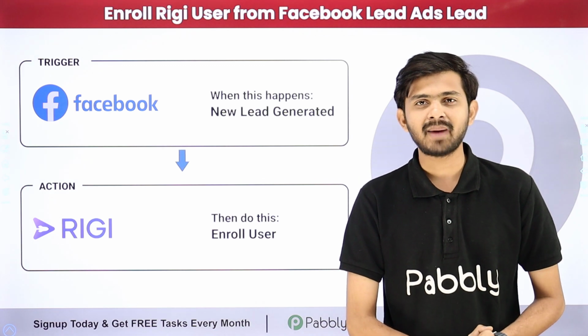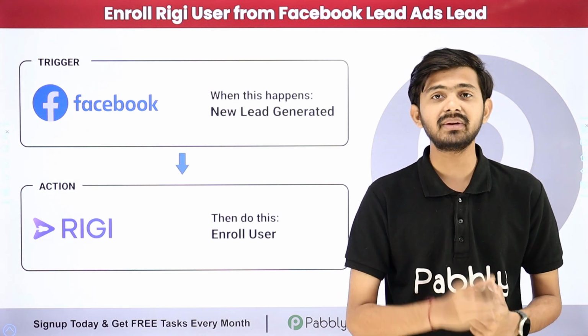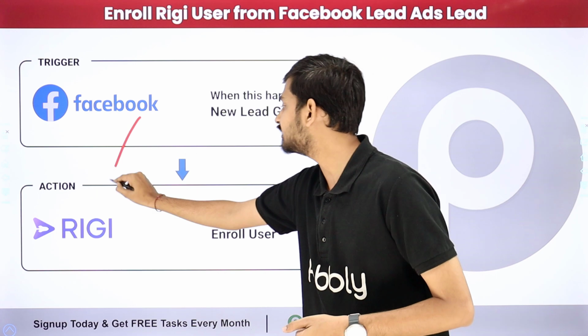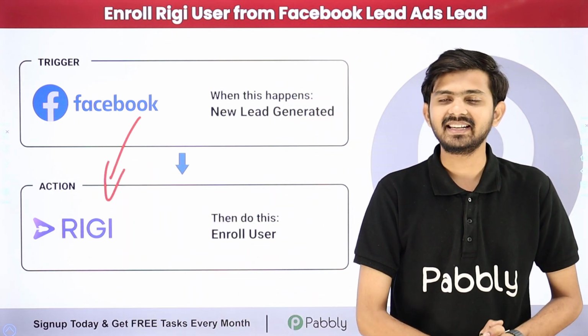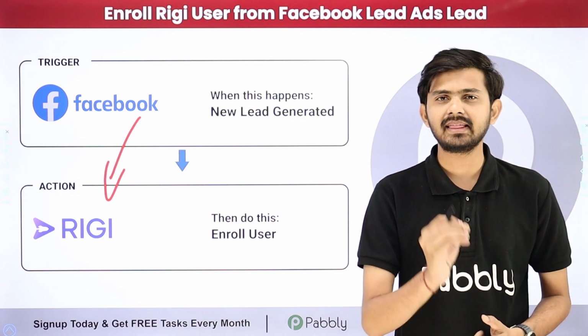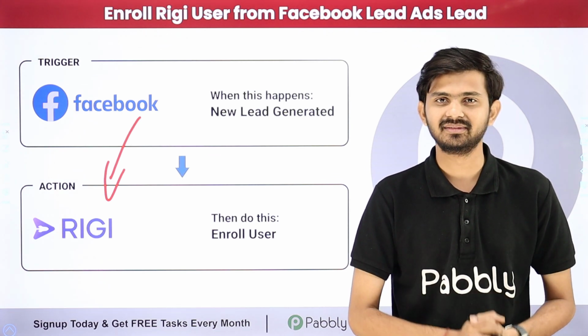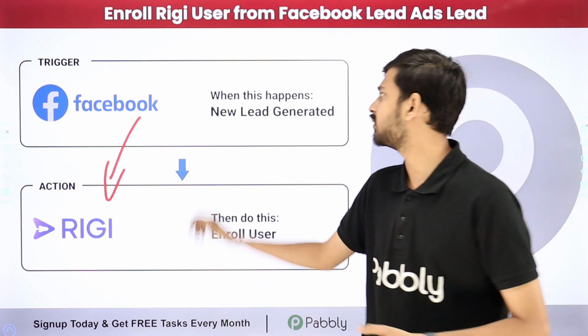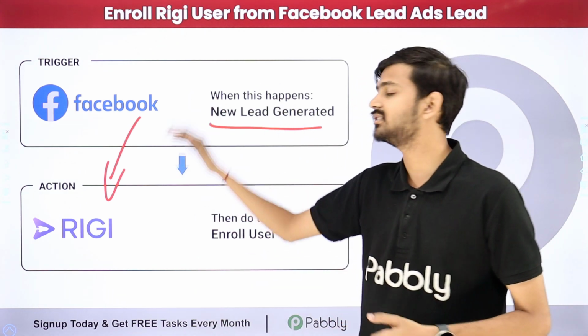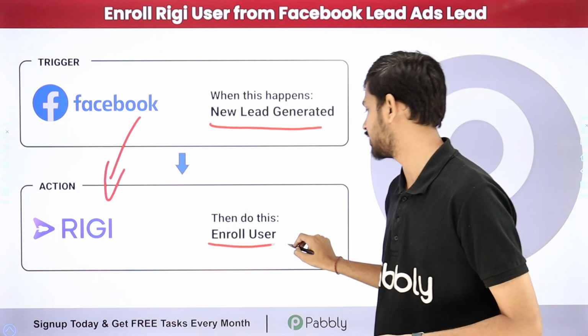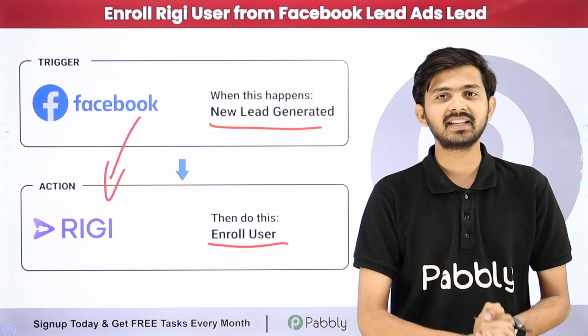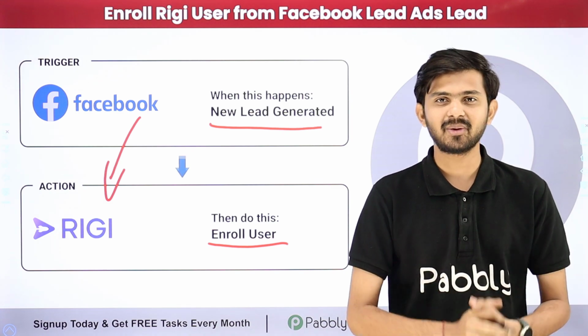To do this automatically, I need to build a connection between Facebook lead ads and Rigi. For building this connection, I'm going to use Pabbly Connect. Pabbly Connect is an amazing software for automation and integration. With Pabbly Connect, whenever I receive a new lead through Facebook lead ads, then automatically, by using those details, I will enroll a new user in Rigi. So how am I going to build this connection? For that, let me take you to my computer screen.